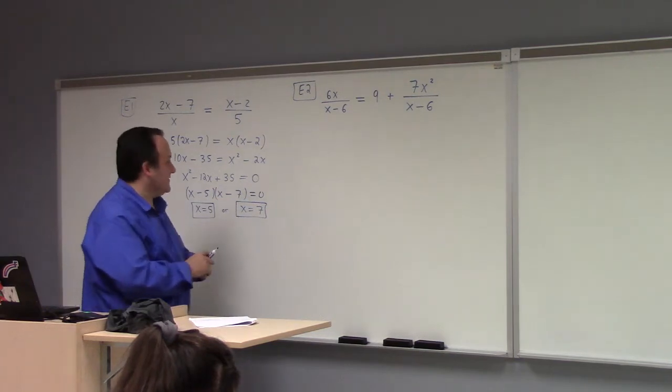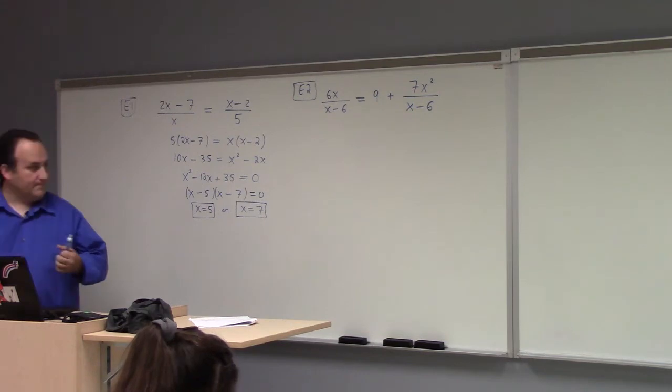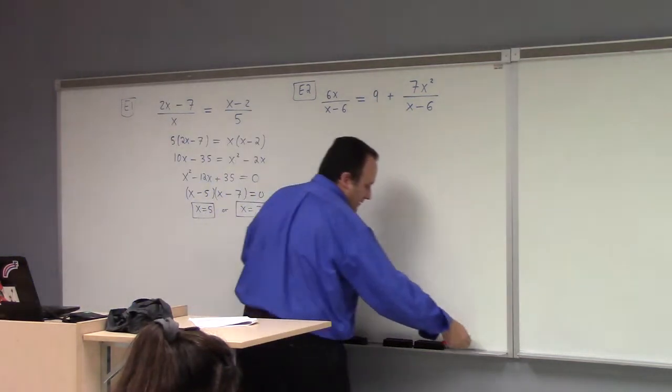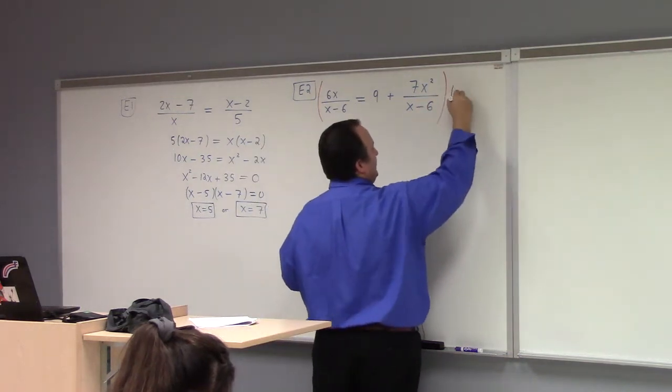Yeah, multiply by x minus 6. That's a good idea. So let's do that. What happens when we do that? Yeah, so I'm going to write it like this, right?